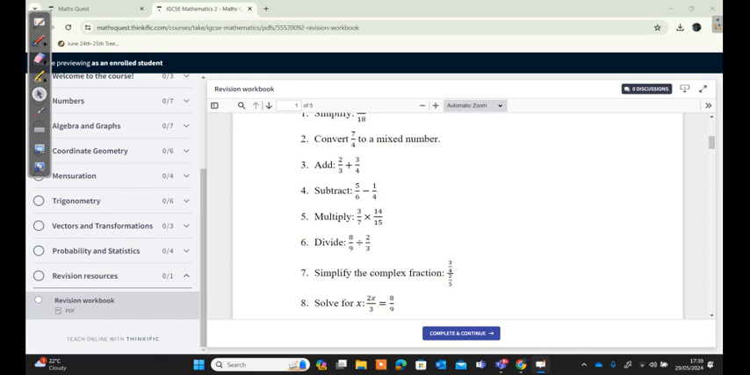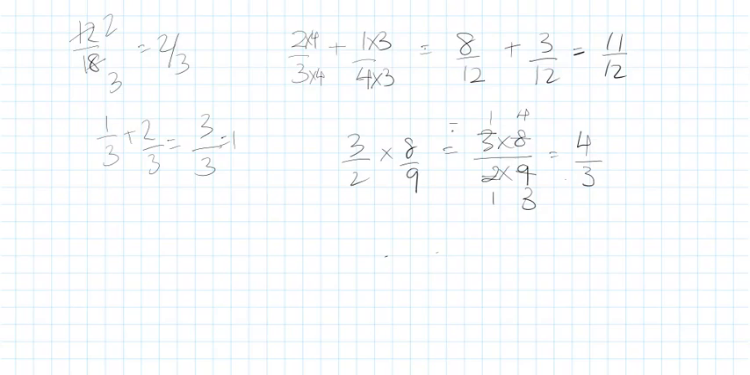Now, number 6 is about division of fractions. Let's dive into this one. This one is quite an interesting one. So let's say you have 1/3 divided by 8/9. Okay? When you're dealing with division, what happens is that the division needs to become multiplication.